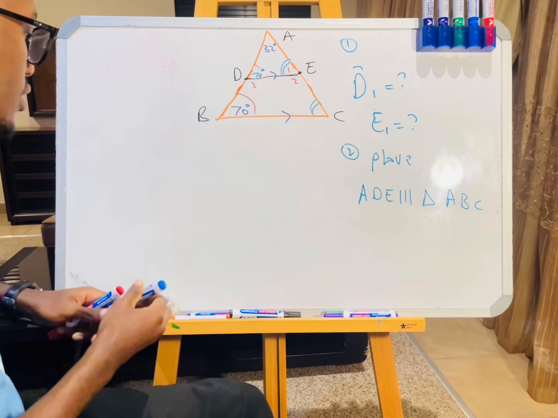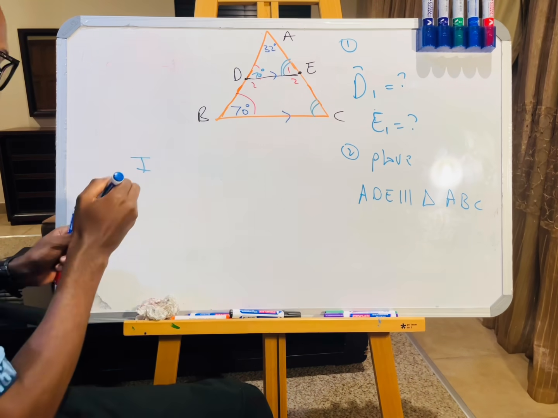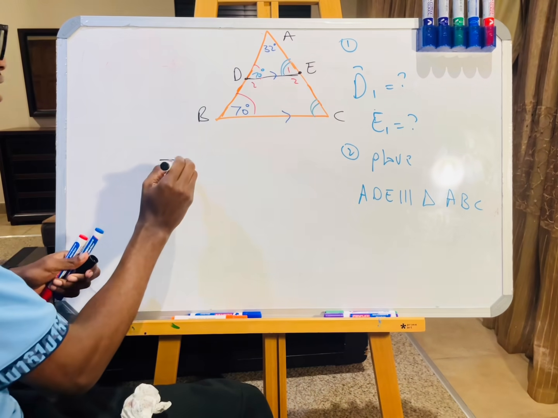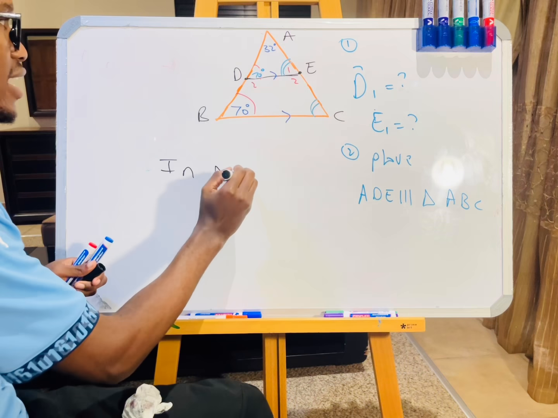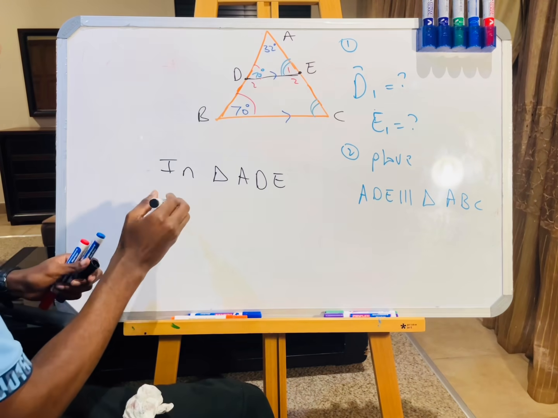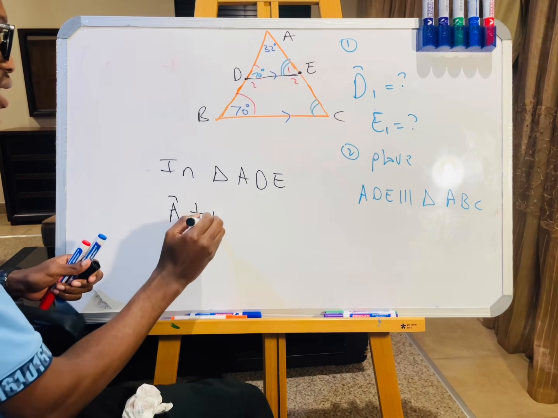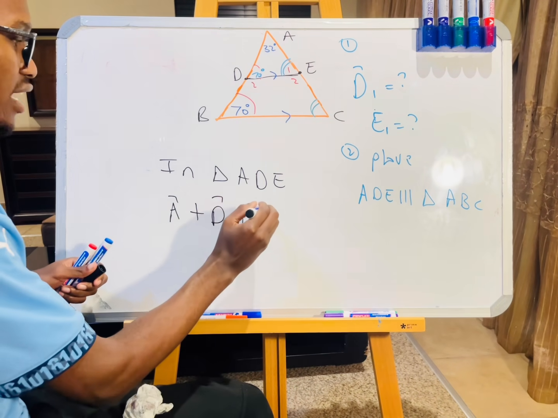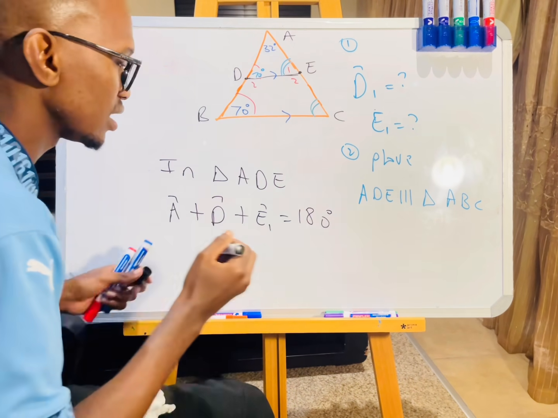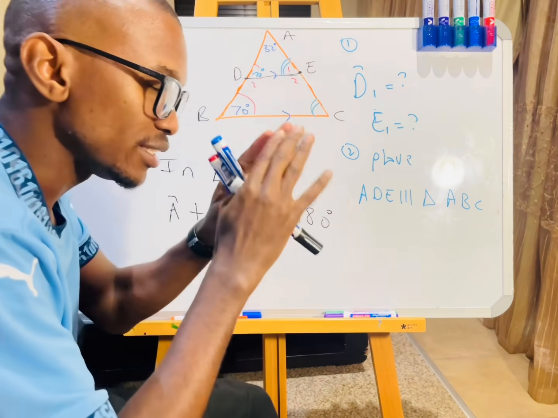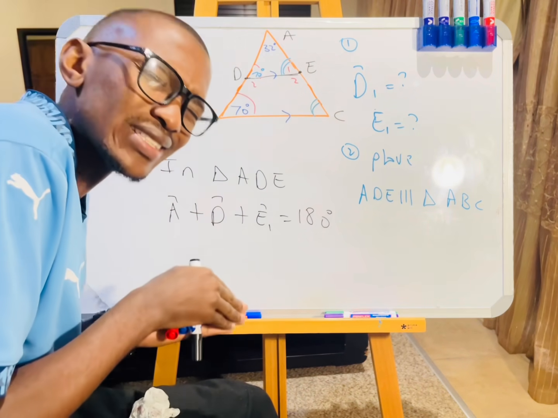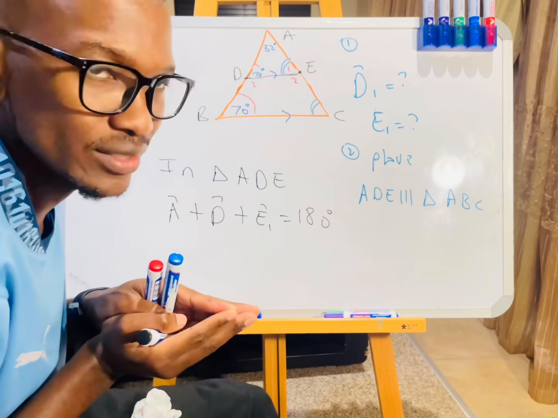We need this guy here. So we're going to say, in triangle ADE, in this small triangle, right? Angle A plus angle D plus angle E1, which you guys can see, equals 180 degrees. Guys, all the angles in a triangle add up to 180 degrees. But in a quadrilateral, they all add up to 360 degrees, okay?